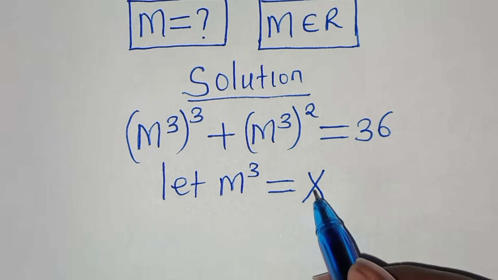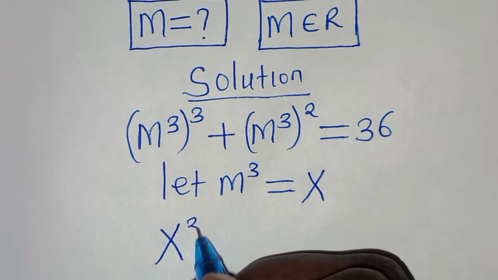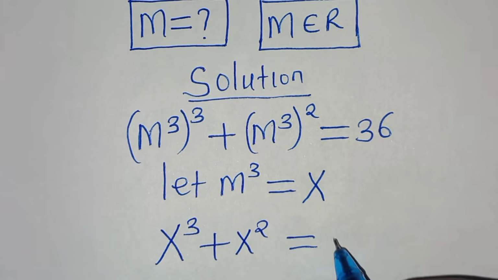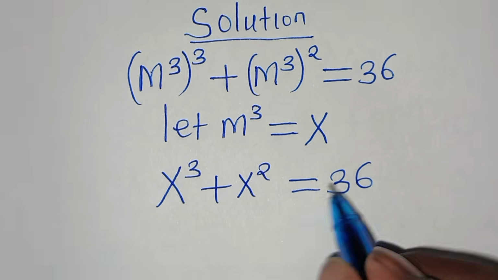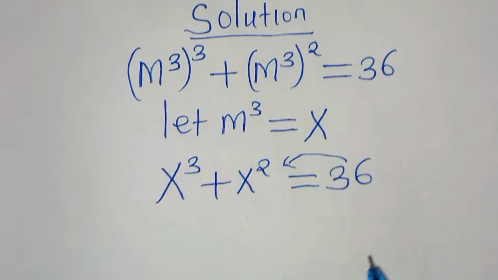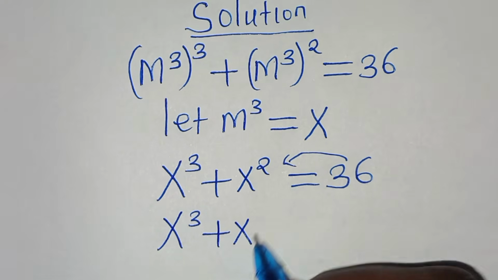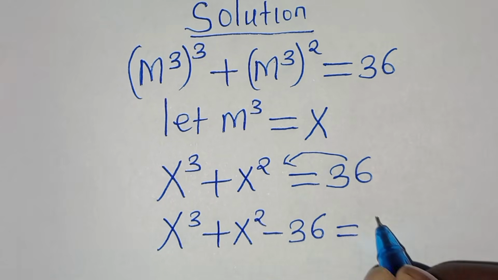Now let's substitute x where we have m to the power of 3. So this is x to the power of 3 plus x to the power of 2. This is equal to 36. Let's take 36 to the left hand side so that we have x to the power of 3 plus x to the power of 2 minus 36. This is equal to 0.